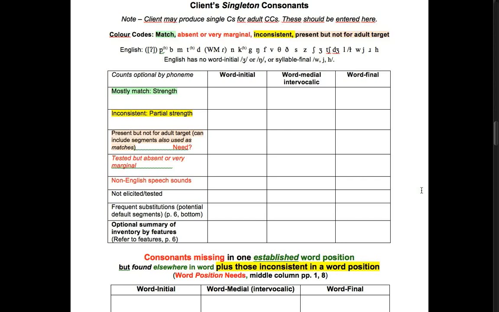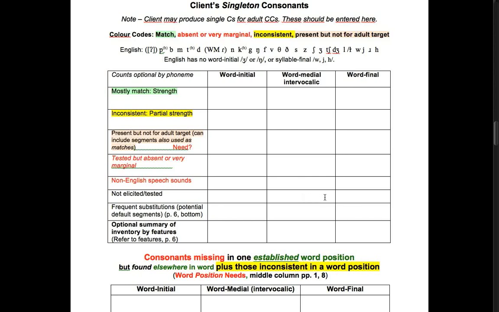So, tell me about this page. Why do we have it? And what will we know by the end of it? On this page, we are looking at the child's single consonants, the consonants the client uses in the 3 word positions: word initial, word medial, and word final. Later, we'll look at sequences of consonants on another page, but for now, we'll just do the singletons.